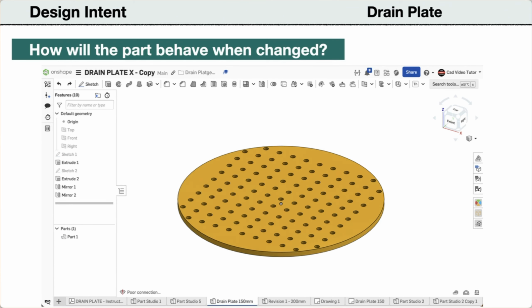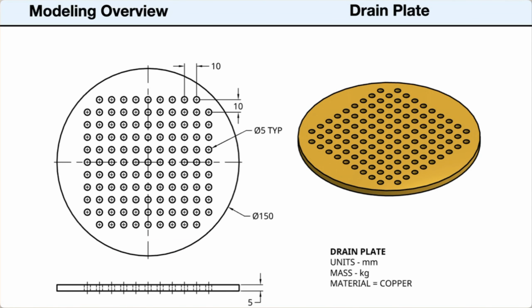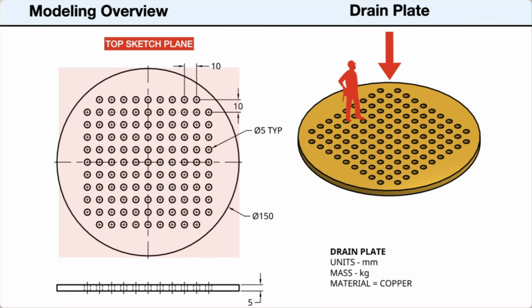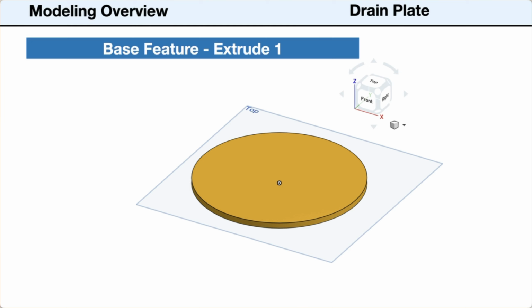Before we model the part in Onshape, let's preview the steps in the modeling process. First, from the drawings we need to identify the profile or closed region that we'll use for the first sketch. We will use the circular profile from the drawing for our base sketch, and we will place it on the top sketch plane. The origin will be placed at the center of the circle. So we have placed sketch 1 on the top sketch plane, centered on the origin. Next, we extrude sketch 1 to create the base feature, the plate.